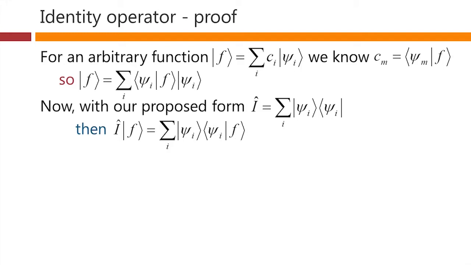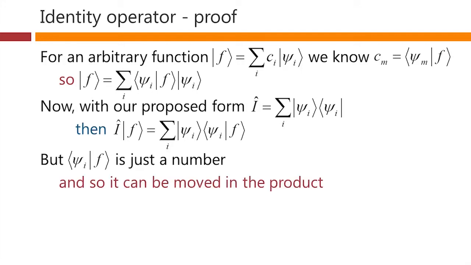Now, with our proposed form, then I operating on f, of course that's just all of this operating on f, but this entity here is just a number. That's an inner product. So we can move it about in the product. Hence, we can rewrite this, moving this in front of the psi i. So we've now got it here in front of the psi i ket vector.